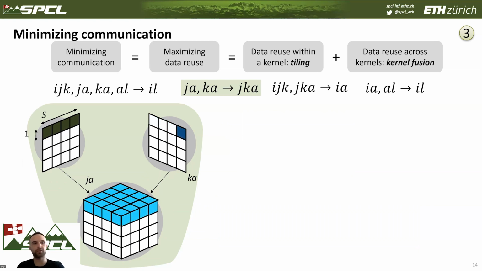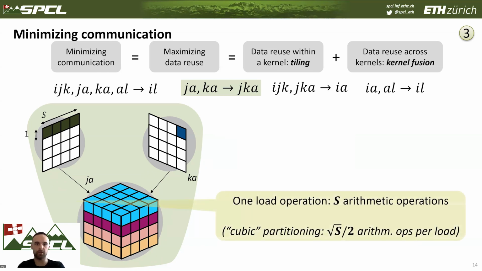And now if we want to generate a parallel schedule, then the parallel decomposition would slice this iteration space into these horizontal slices. If we compare it with this schedule, for a single load operation, we can perform up to S arithmetic operations compared to this cubic partitioning that would have just the square root of S divided by 2 arithmetic operations per load. So this is actually an asymptotic improvement.